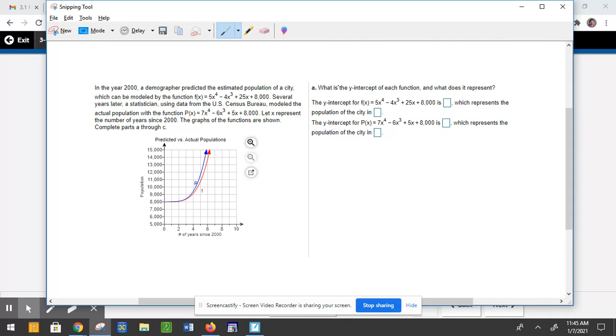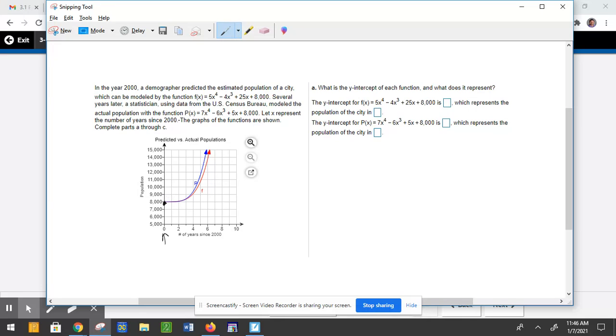Right, so the first part just says, what is the y-intercept of each function and what does it represent? The functions are populations of a city using two different models, one is a model, one's actual. Anyway, the y-intercept represents the population at year 0, and they're both 8,000.